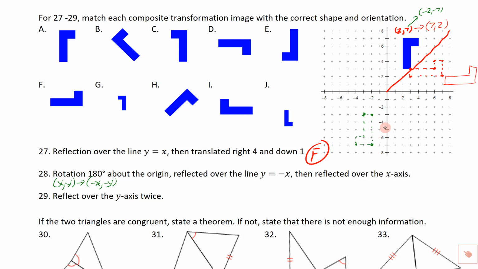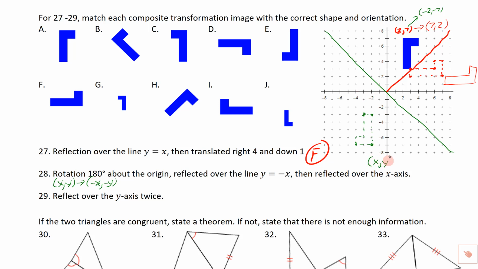Then we want to reflect this over the line y equals negative x. So I'm going to draw the line y equals negative x. I'm going to try and do that as nicely as I can. All right, so we're going to go through those points right there. And then what's going to happen here is, again, for the line y equals negative x, here's what we do.